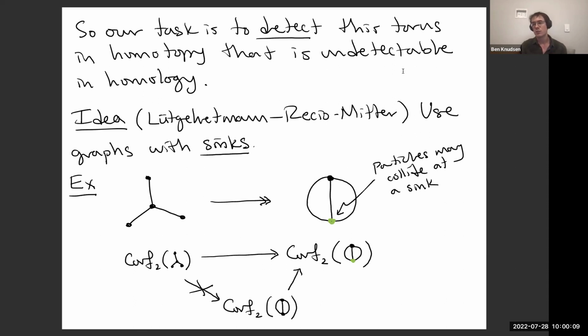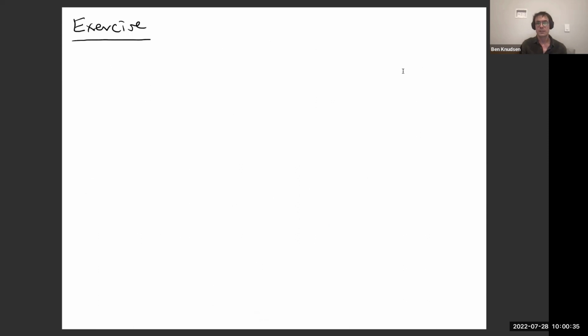Maybe I should say that this is not actually what I do in the paper, because it seems simpler to do something slightly different. But this is definitely the idea that led to any progress at all. So I wanted to present it in this way instead. Okay, so here's an exercise. I realize now that I'm actually going quite fast, but that's okay.